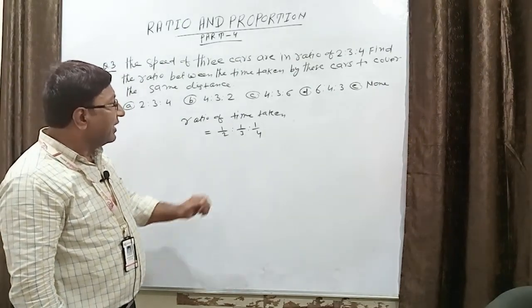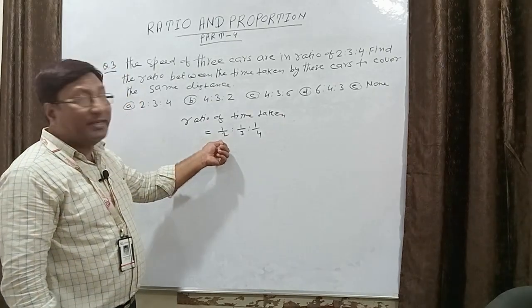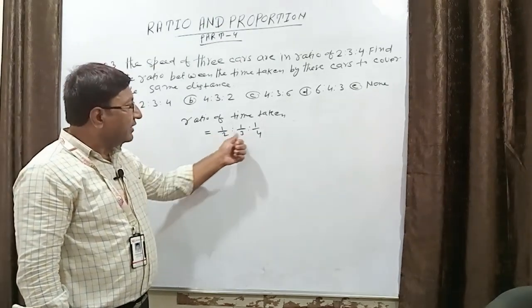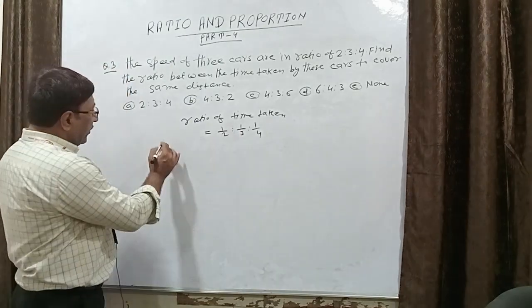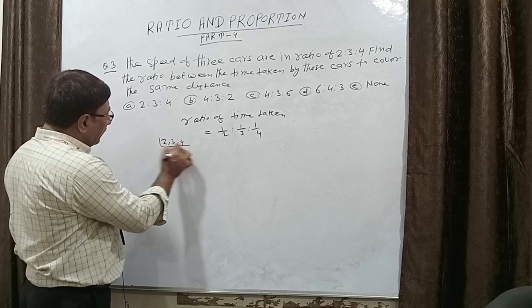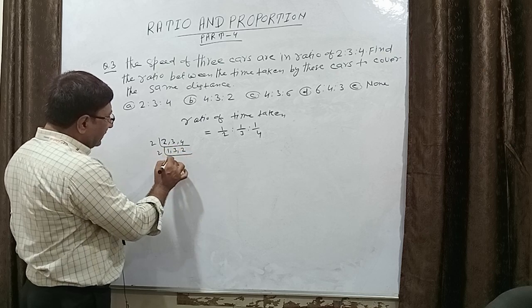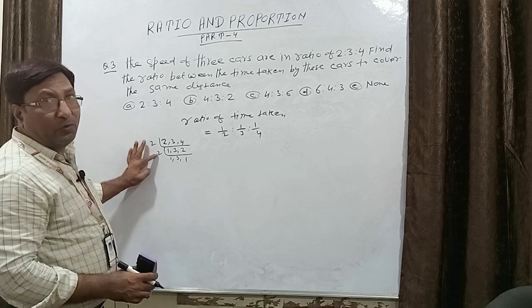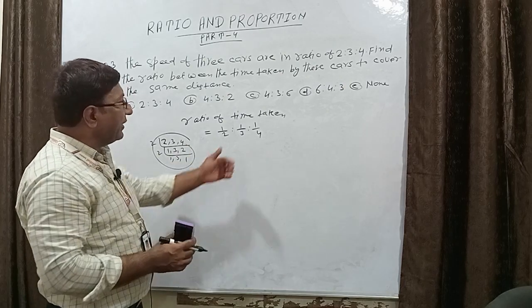What is the technique? Just multiply each ratio by the LCM of the denominators. The denominators are 2, 3, 4. You know what the LCM is? The LCM of these numbers is 12. How? When we find the LCM of 2, 3, 4, the basic rule is: 2 1s are 2, this is 3, 2 2s are 4. Again this is 1, this is 3, 1. So the answer is 2 into 2, 4; 4 into 3, 12. So the LCM of the denominators is 12.